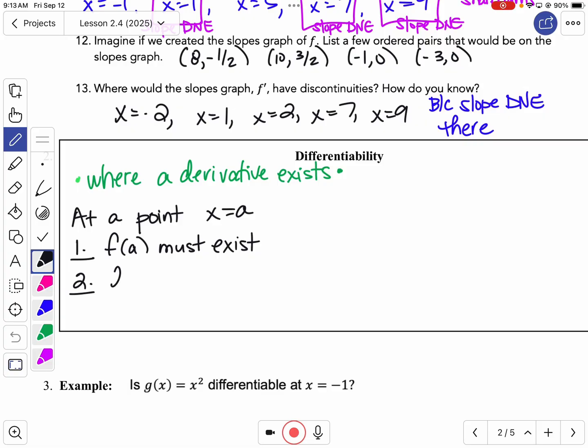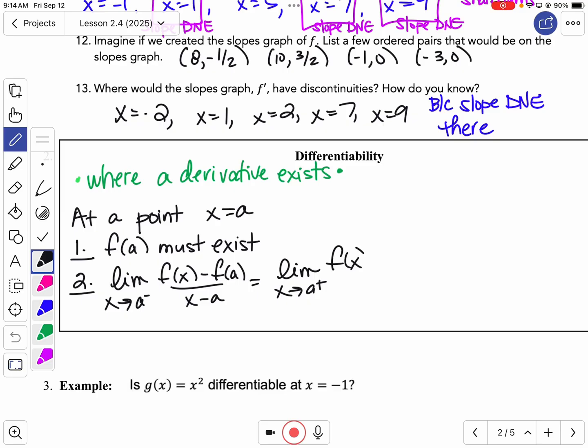The second one is that the limit of the average rate of change coming from the left must equal the average rate of change from the right. Okay, so the slope from the left must equal the slope from the right. Okay, so that's what we did with that around 9, where we looked at those different slopes. Okay, so the limit of that slope. Okay, so slope from left must equal the slope from the right.